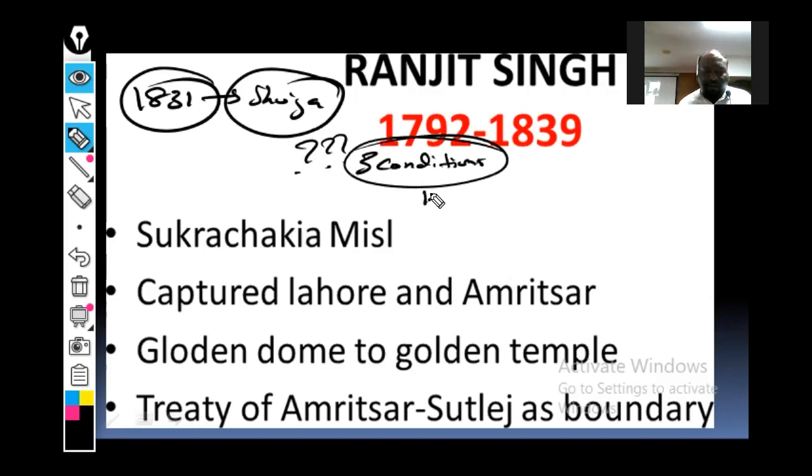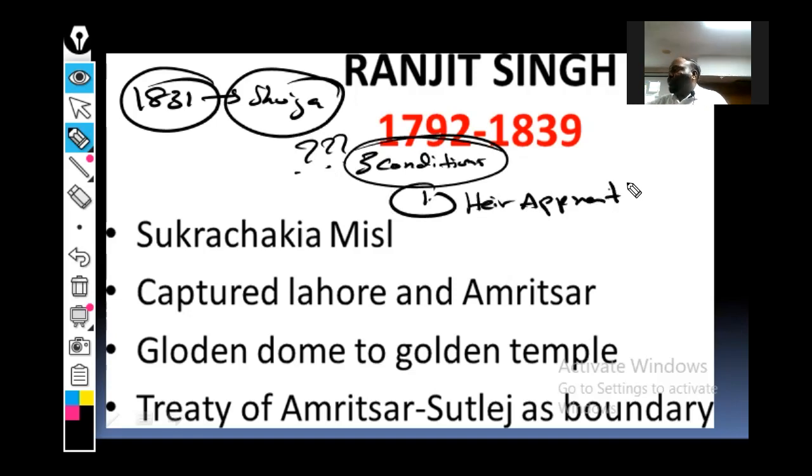What is the first condition? First condition Ranjit Singh puts is, Shah Shuja, you should give your heir apparent. What do you mean by heir apparent? He should come and attend my court, and he will be made one among the commanders of my imperial army. அப்படின்னா heir apparent என்னன்னா உன்னுடைய தலைப் பிள்ளையை எனக்கு கொடுக்கணும். Who will succeed you as next king of Afghan? He should come, he should be under me, and he will be put in charge as an army commander.